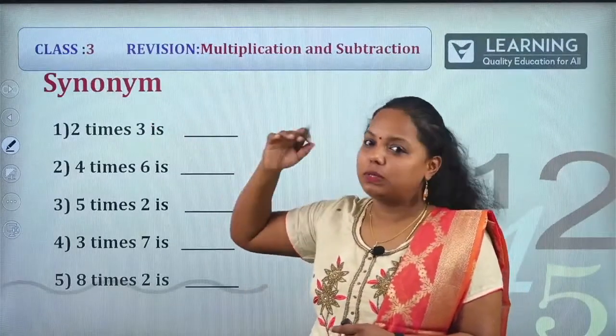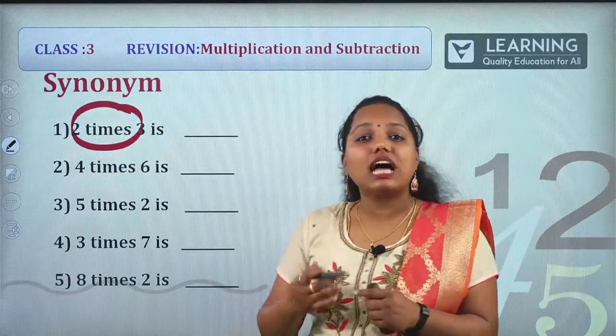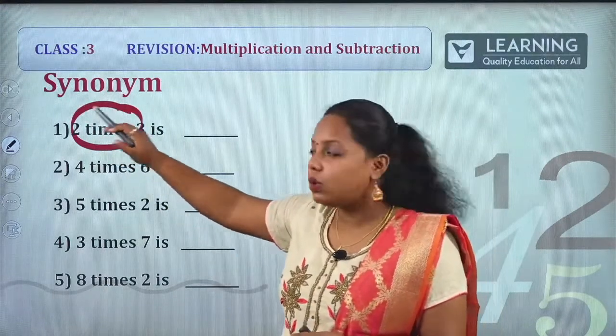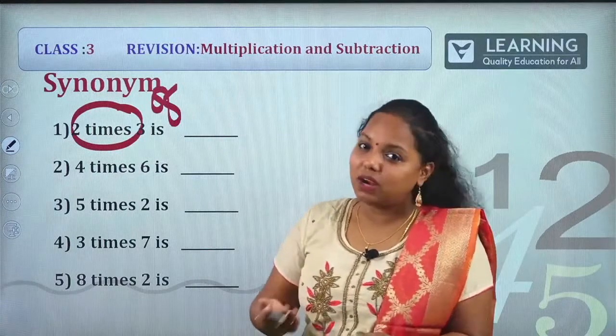Synonym. I hope you remember this one. Synonym is nothing but the other words it might be. In a verbal problem, you might get "times" and also "of". So, now how do you convert this to multiplication?